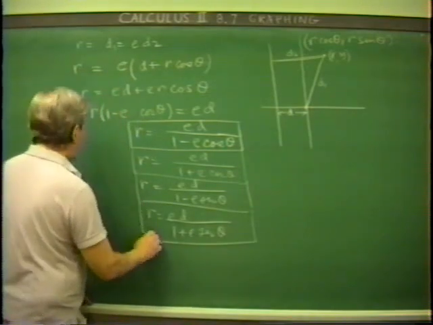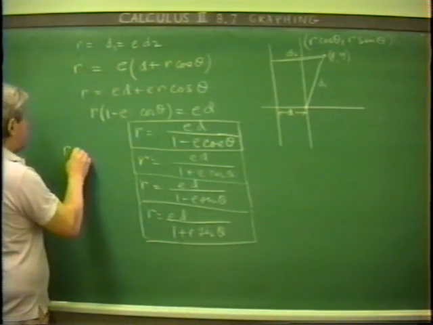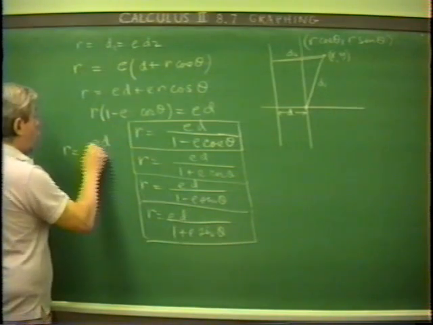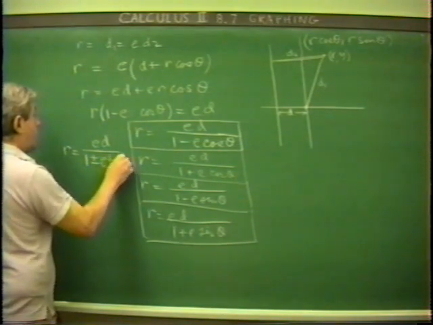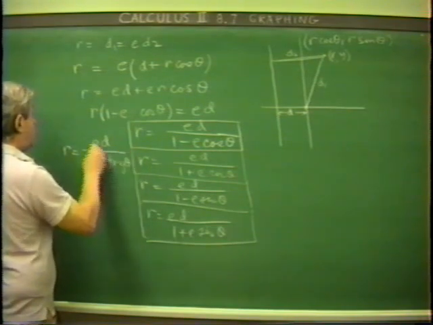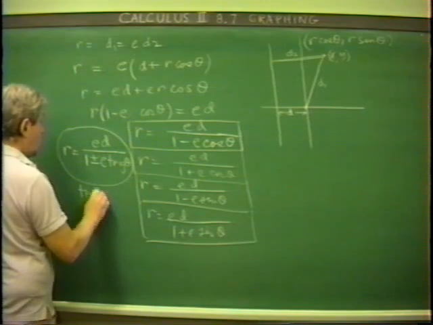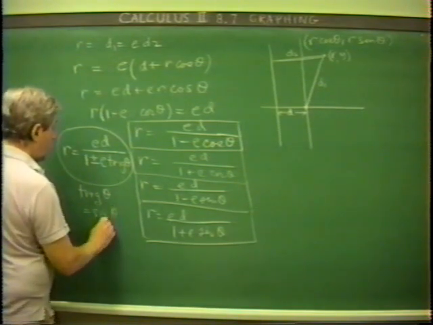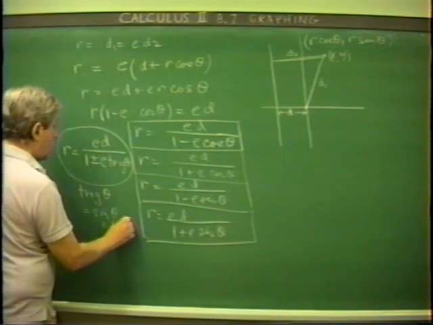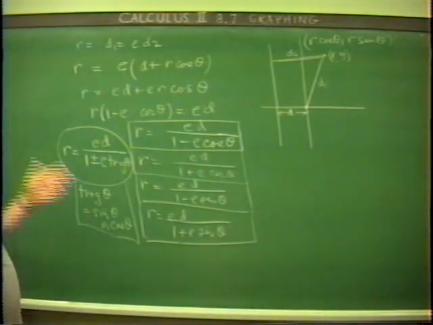So these are the equations. In general, you can summarize this by r equals ed over 1 plus or minus e trig theta is the equation, where trig theta is either equal to sine theta or cosine theta.